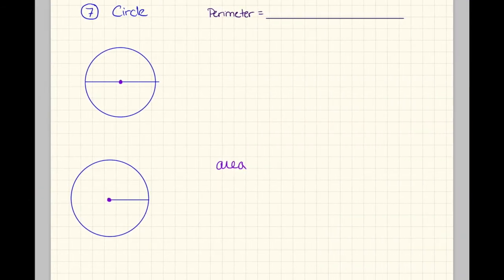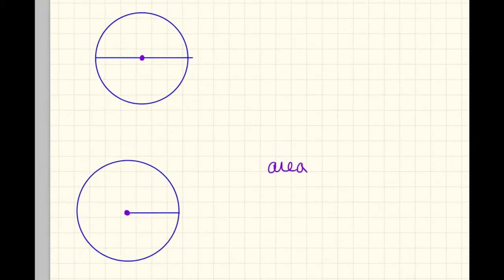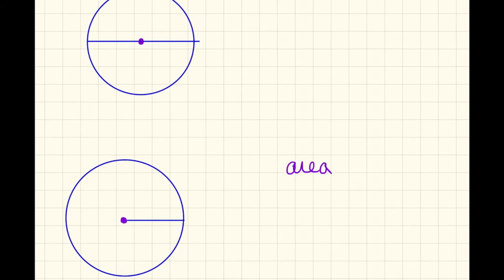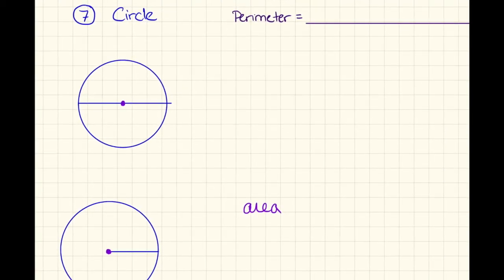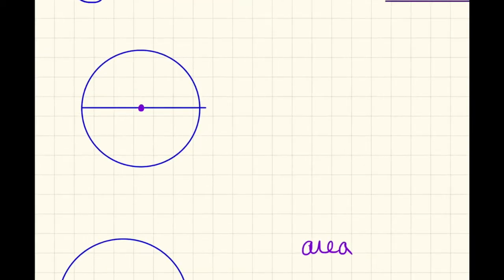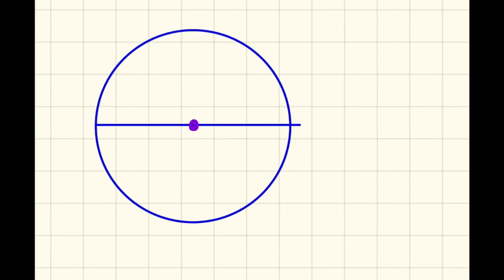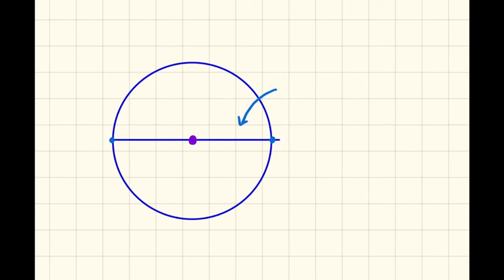Last, we have a special shape, which we call the circle. In order for us to figure out the perimeter and area of the circle, we have to know 2 particular parts about the circle. I have another lesson on parts of a circle in case you're not familiar. Otherwise, I'll give you a very brief crash course. In this circle here, you have the center, which I've dotted as a purple, and I've drawn a line going from one side of the circle to the other side of the circle and through the center of the circle. We call this line here the diameter of the circle.